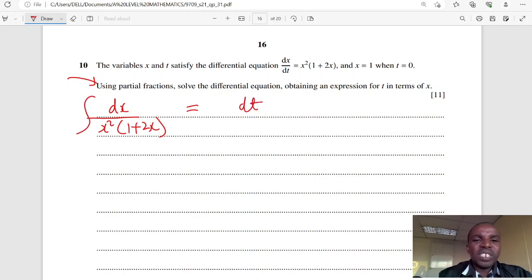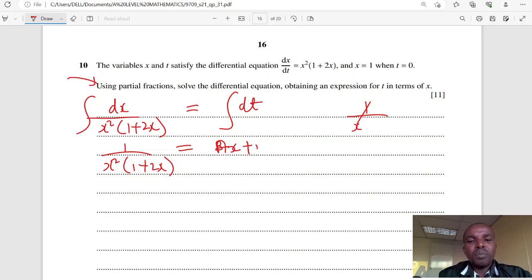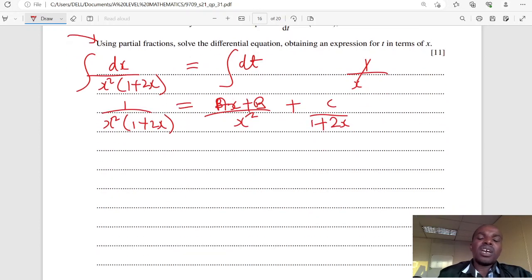So you're supposed to integrate both sides like this. But this side, there is 1 over x squared (1 plus 2x). So this item is the one that you have to express in partial fractions first. So you say there is a quadratic factor here. So you say (ax plus b) over the quadratic factor, plus c over the linear factor, which is 1 over 1 plus 2x.